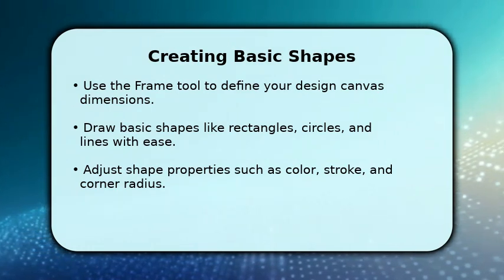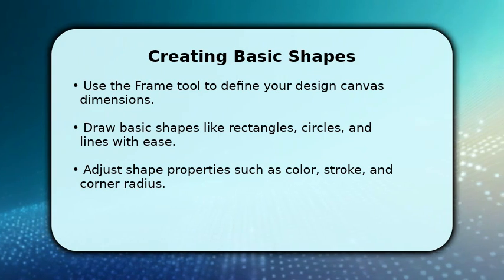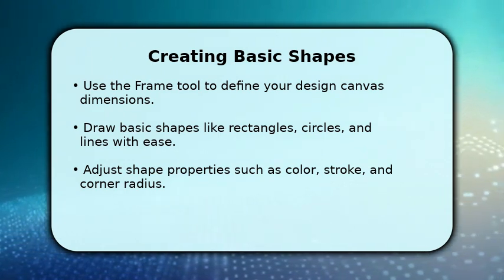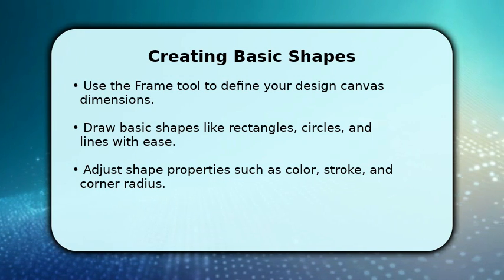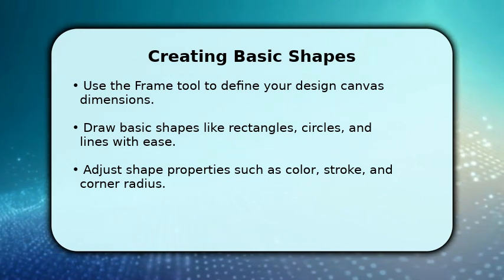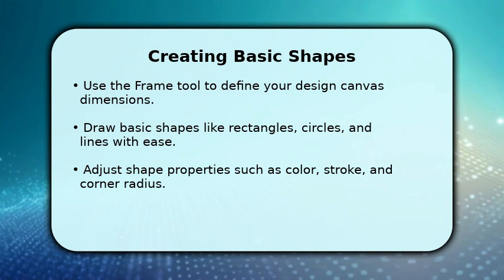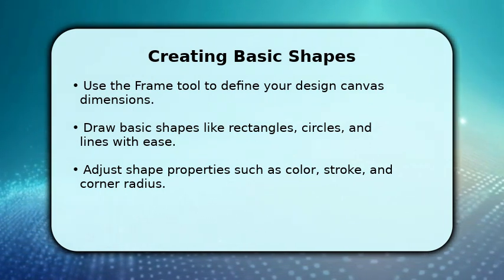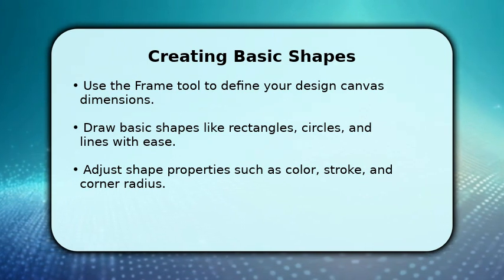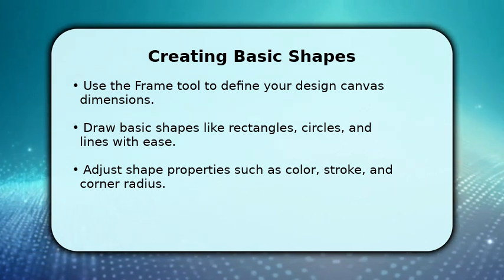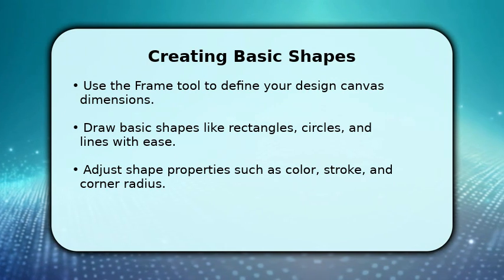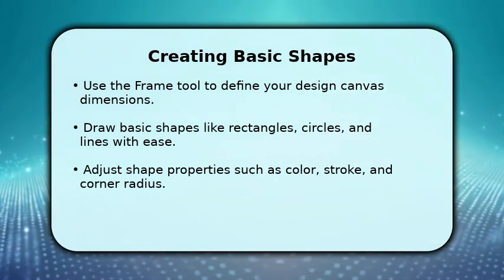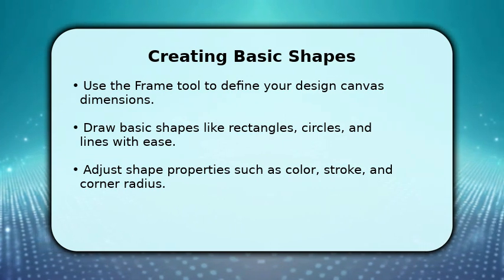The Frame tool is essential for defining your design's canvas, like a phone screen or a website section. You can easily draw basic shapes such as rectangles, circles, and lines using the Shape tools in the toolbar. Once a shape is selected, the right sidebar allows you to adjust its properties, including fill color, stroke thickness, and even corner radius for rounded edges. Remember to group related elements for better organization.